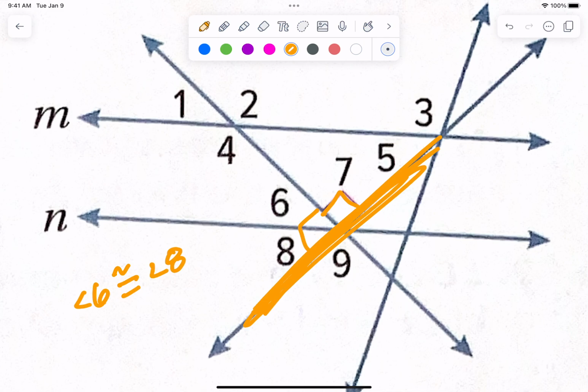Okay, what about angle 2 and angle 4? Is angle 2 congruent to angle 4? How do you know? 2 and 4, you're right. 2 and 4 are the same. What are those called? Vertical angles. Okay, give me another pair of vertical angles.